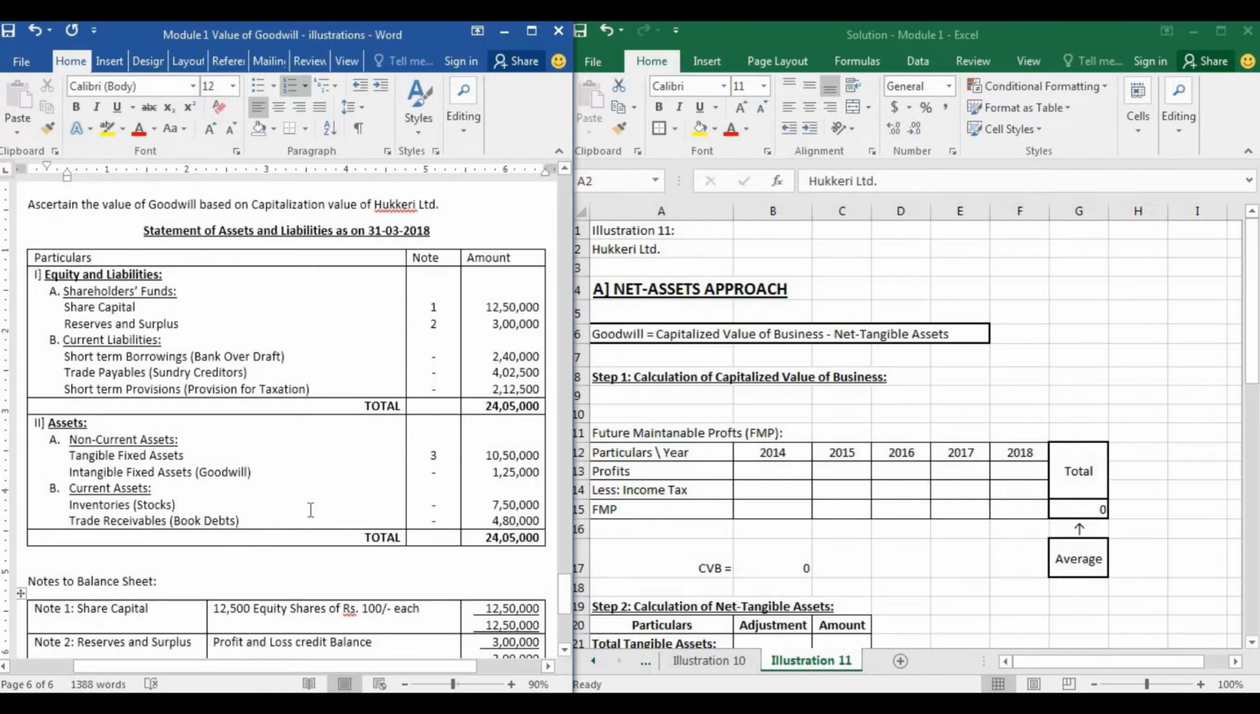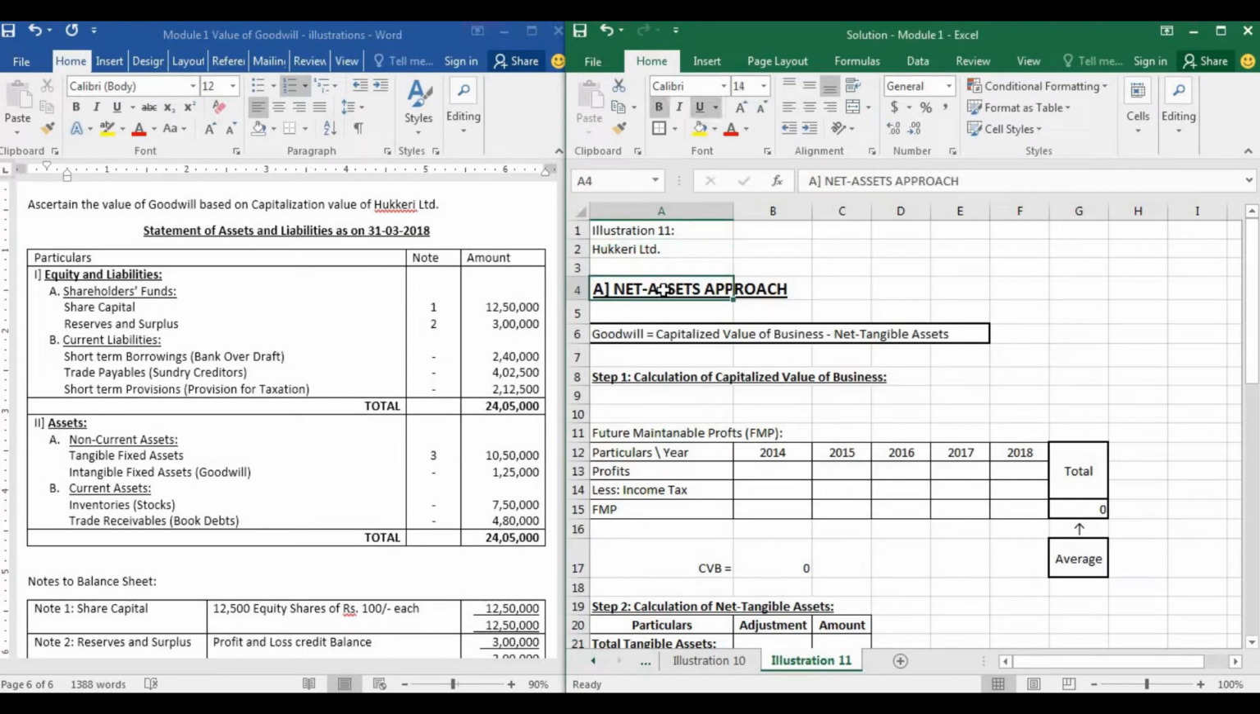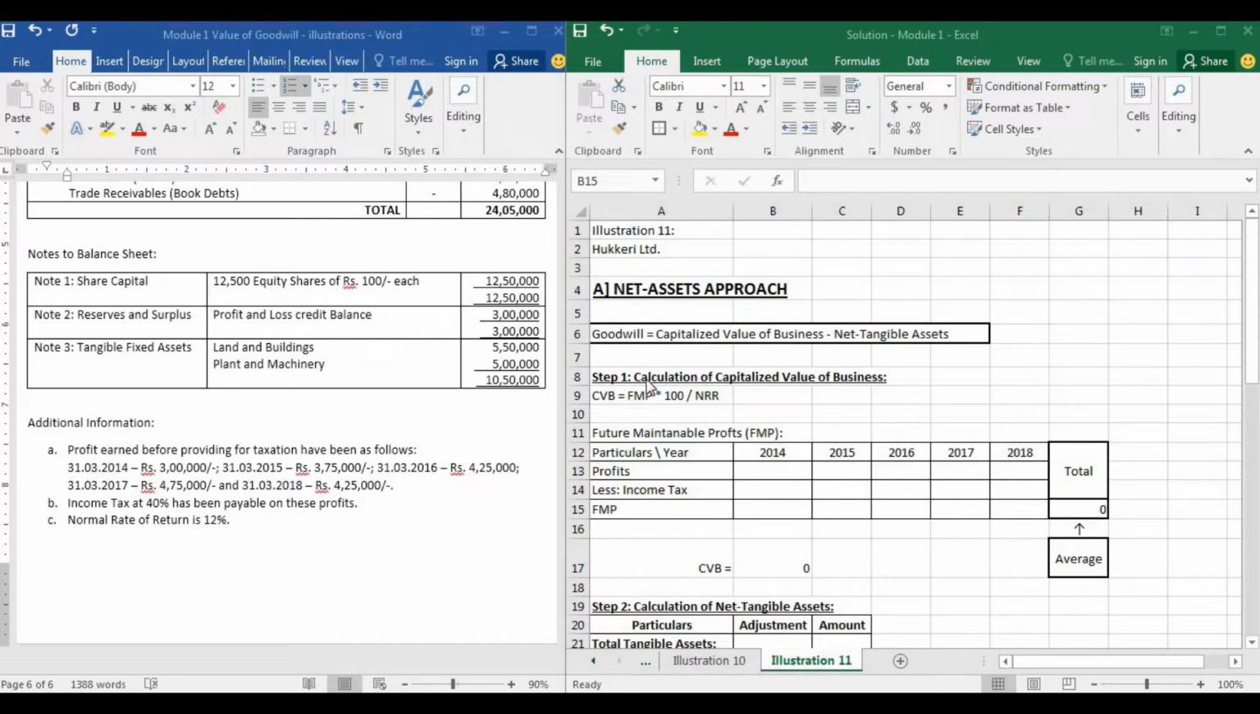So let us start solving the illustration. We are going to use both the approaches, which is net assets approach and liabilities approach. The formula to calculate goodwill under net assets approach is capitalized value of business minus net tangible assets. So guys, step number 1 is calculation of capitalized value of business. The formula to calculate capitalized value of business is future maintainable profits, which is nothing but average adjusted profit, into 100 divided by normal rate of return. Normal rate of return is given at 12%. We'll have to find out future maintainable profits.